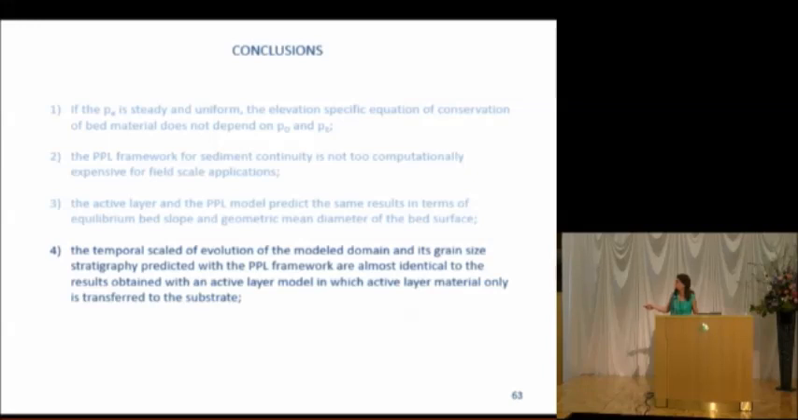The temporal scales of evolution of the model domain and its grain size stratigraphy predicted with the Parker-Paola-Leclerc framework are almost identical to the original active layer model in which just active layer material was transferred to the substrate. And this is probably related to the assumption of steady distribution of bed elevation fluctuations, which will be relaxed in the near future. And as soon as we do this, we're going to start having to worry about how to specify probability of entrainment and the dependence of probability of entrainment on grain size and elevation fluctuations, which means bed load transport regime.